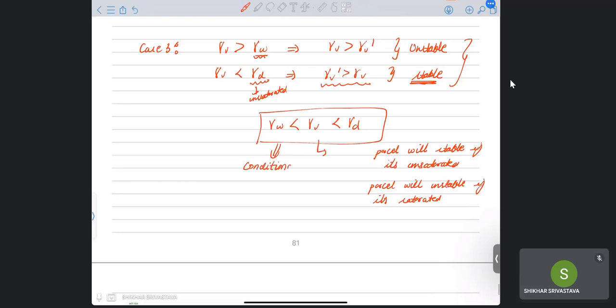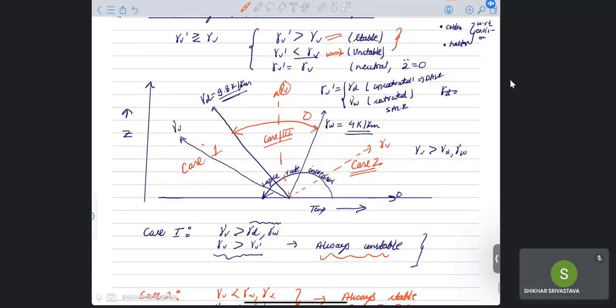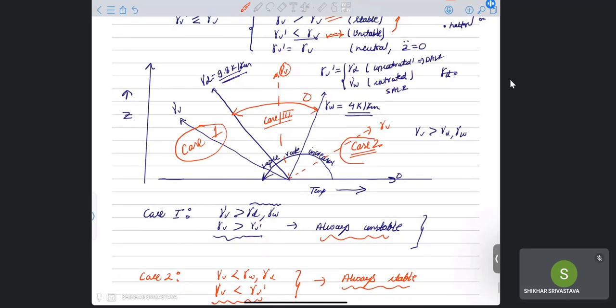This region is called the conditionally stable or unstable region. So depending upon the saturation or unsaturation of the parcel, the parcel can be stable or unstable. So basically there are three regions. Case 1, the parcel will always be unstable. Case 2, whether it is saturated, unsaturated, anything, the parcel will always be stable.